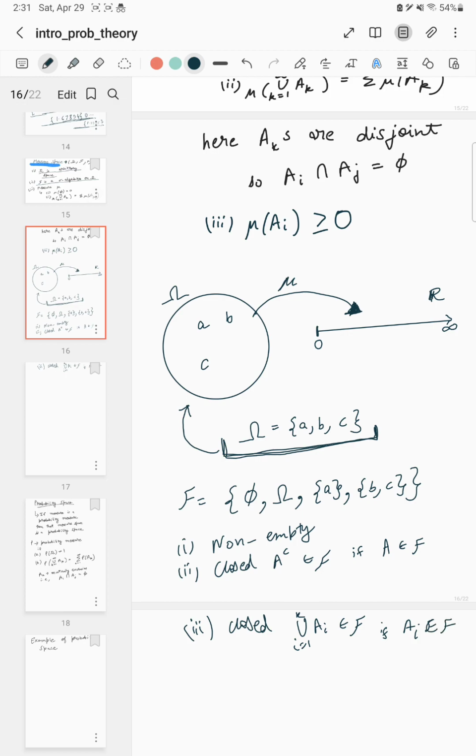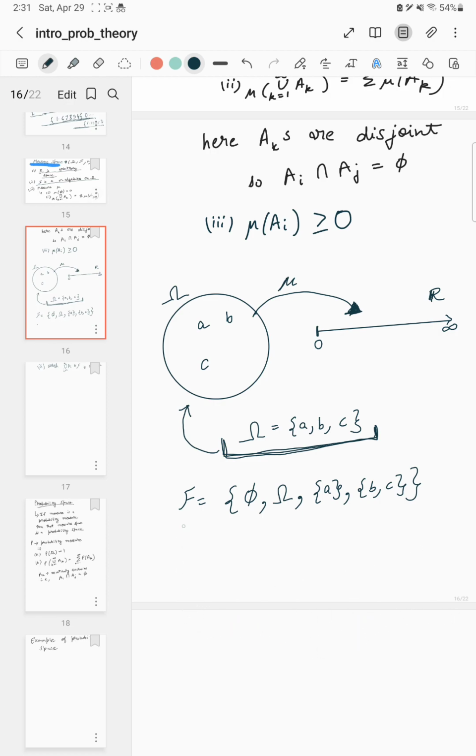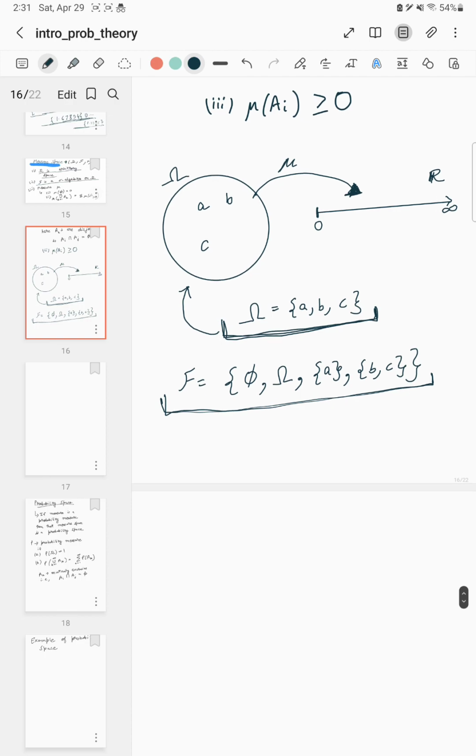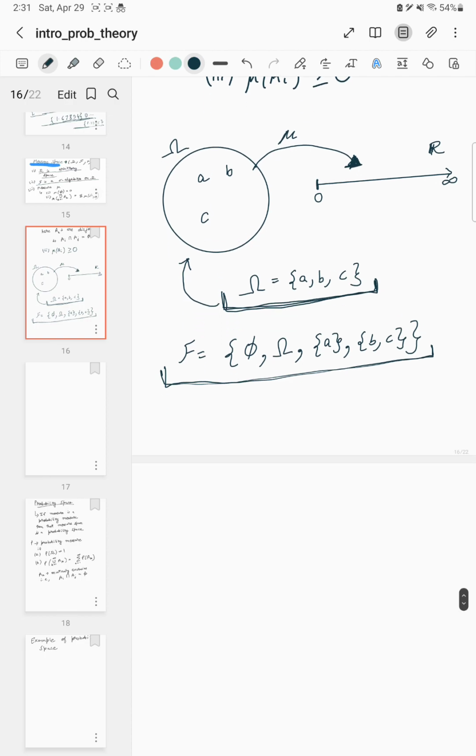So let's make a set like this. Let's see if for this example we have defined F as a sigma algebra on omega. Let's see if it matches these conditions. So is it a non-empty set? Yes, it is a non-empty set. It has four sets inside it. So F is non-empty. First condition is satisfied.